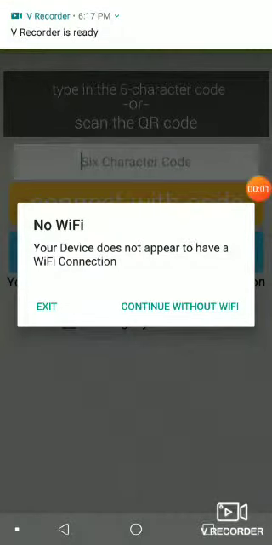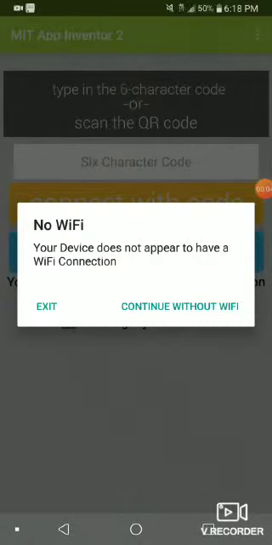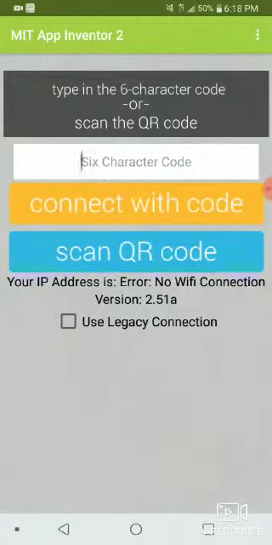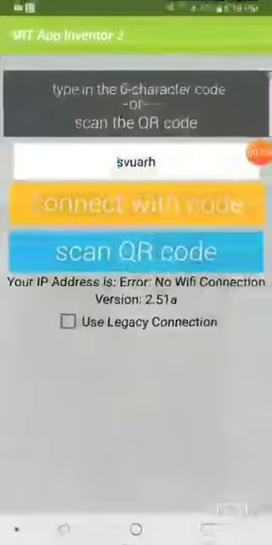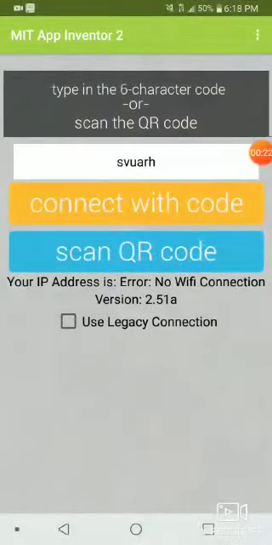Okay, as we did already, we went through the process of downloading the app. Now we're going to actually go into running the app. To run the app, you have to scan the QR code on the system. This is from the AI app online. So we scan the QR code.